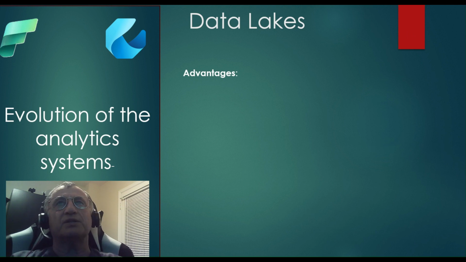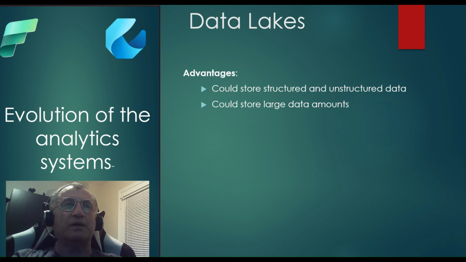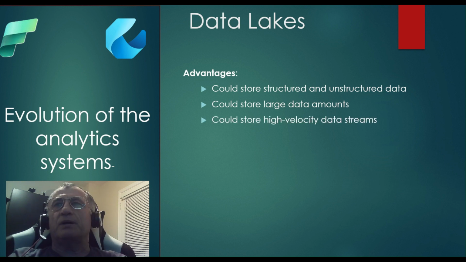The next stage in this development was the introduction of data lakes and the cloud systems, which solved multiple problems. Well, first of all, they allowed unstructured data alongside structured data. They could also allow much larger volumes of data, practically an unlimited amount of data, because storage has become cheap. Data lakes were also good to store high velocity data streams.